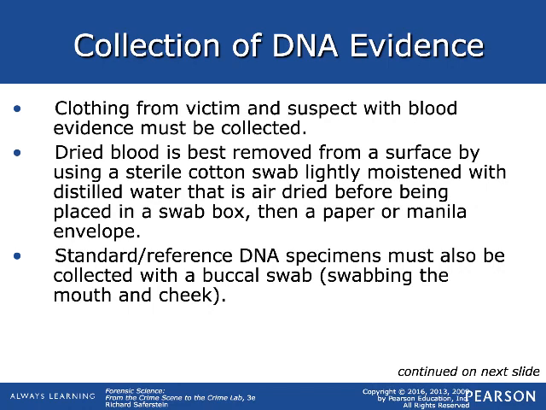This is kind of redundant, but you have to collect the clothing with blood evidence from the victim and the suspect. If you want to get dried blood off, you use a sterile cotton swab moistened with distilled water, and then you swab it. Then you air dry it and put it in either a swab box or an envelope. Then you have to make sure you have the standard and reference specimens in order to proceed, because you're only as good as your standards.